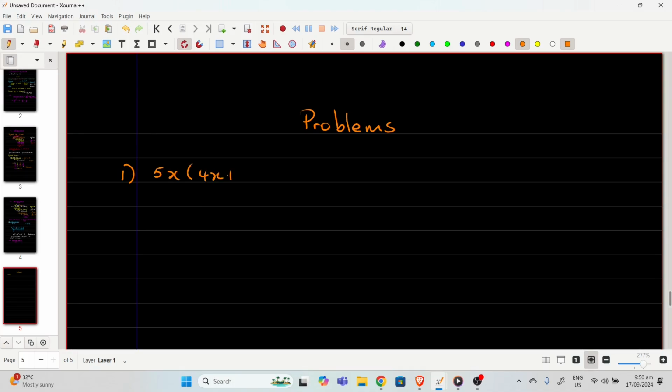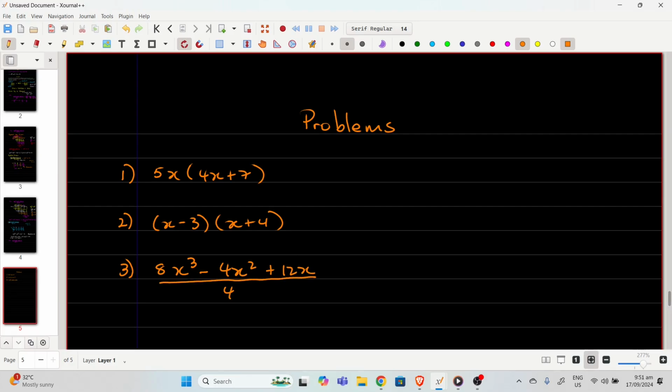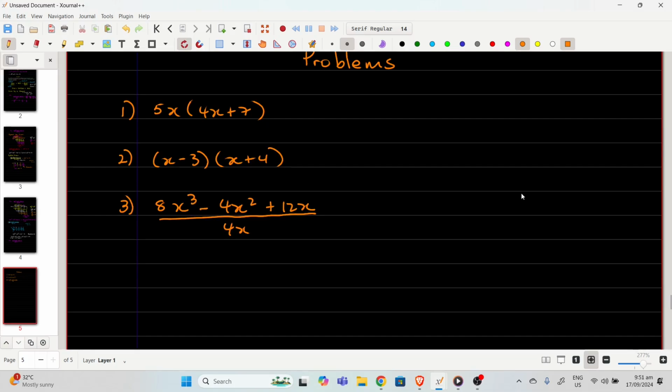So 4x plus 7, let's say we have x minus 3 into x plus 4, then let's say we have 8x squared plus 12x divided by 4. Let's put x here. Yeah, that's fine. Let's say fourth one. Maybe I should give you another multiplication one, plus 1 into x squared minus 2x plus 5.